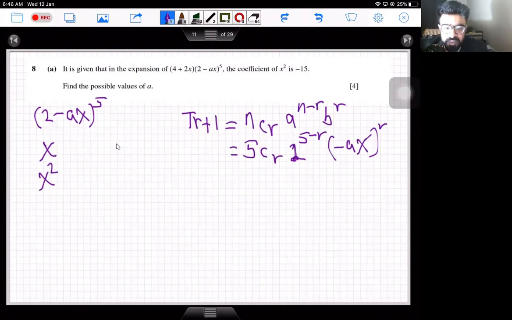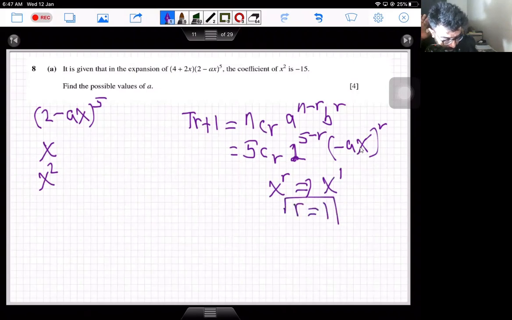We are not interested in this 5Cr right now, nor in 2 raised to the power 5 minus r, nor in minus a raised to the power r. We are just interested in x raised to the power r. Our first requirement is to find the term in x. This means that x raised to the power r will be compared with x raised to the power 1. So therefore r is equal to 1. And then secondly, x raised to the power r will be compared with x square. Therefore r is equal to 2.